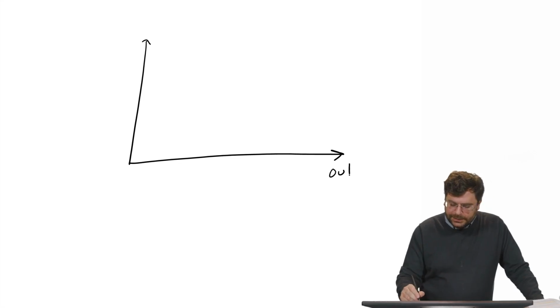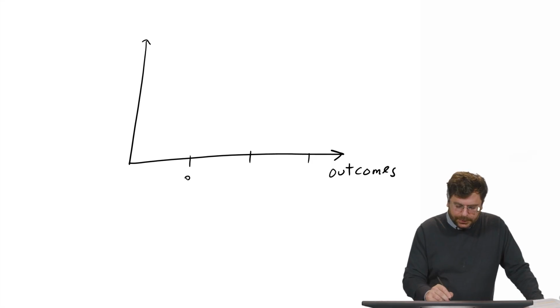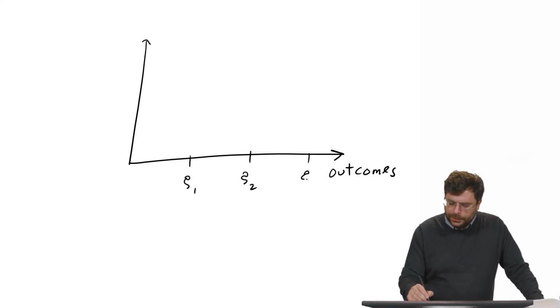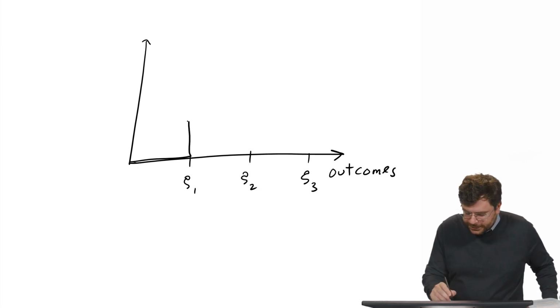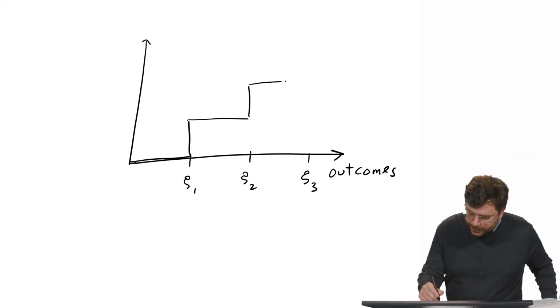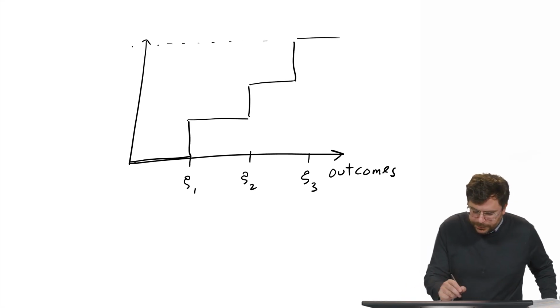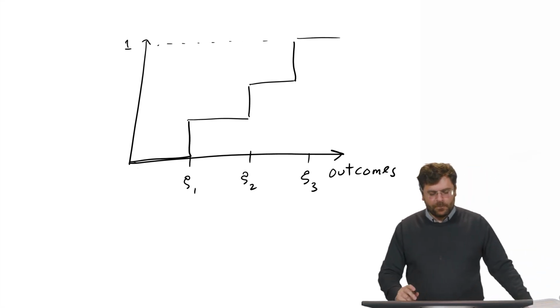I'm going to again say outcomes, and I'm going to have 3 outcomes. I'm just drawing exactly the same thing I drew earlier, but without all the messiness. So this is one step, this is a different step, this is a third step, and I know that the height of this final step is equal to 1.